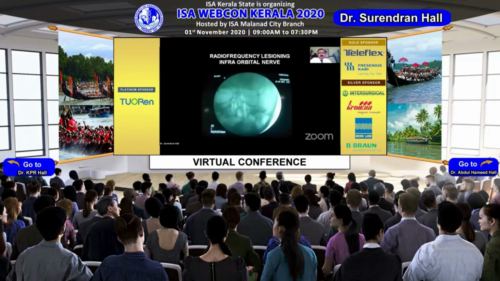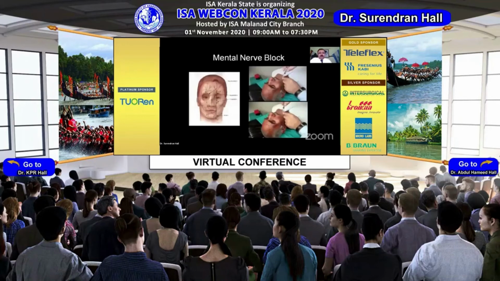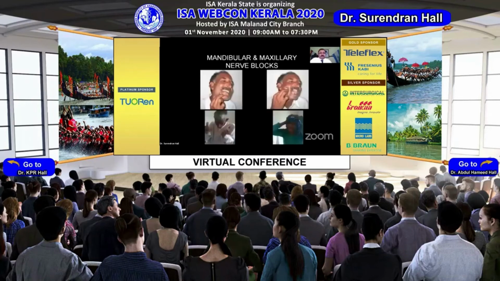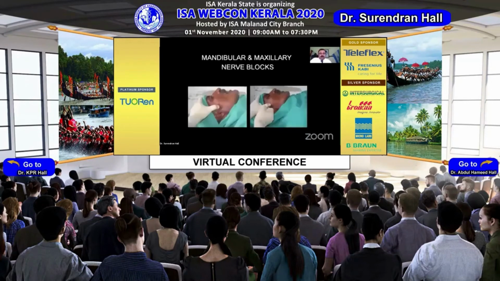Radiofrequency lesioning is done under fluoroscopic guidance. If pain is there in the mental nerve, you block the mental nerve selectively. And for maxillary, it is V2, and mandibular is V3.